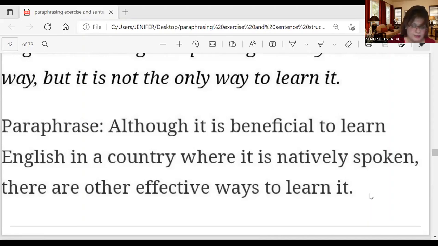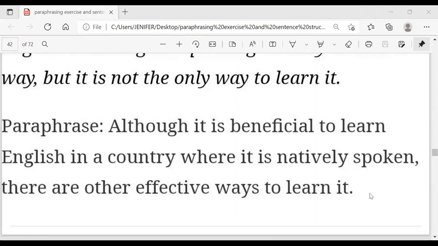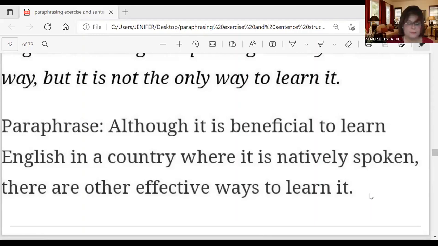Although is a connector? Yes, ma'am. Okay. Although, even though, despite and in spite of are connectors. Remember this. They are used to show concession and they follow certain rules of grammar.